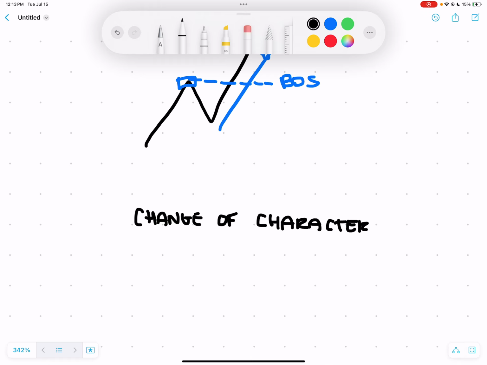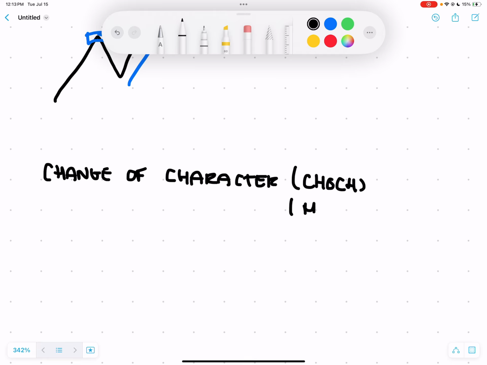Change of character oftentimes will be written as CHoCH by YouTubers. Sometimes people will call that a market structure shift, which essentially means the same thing.